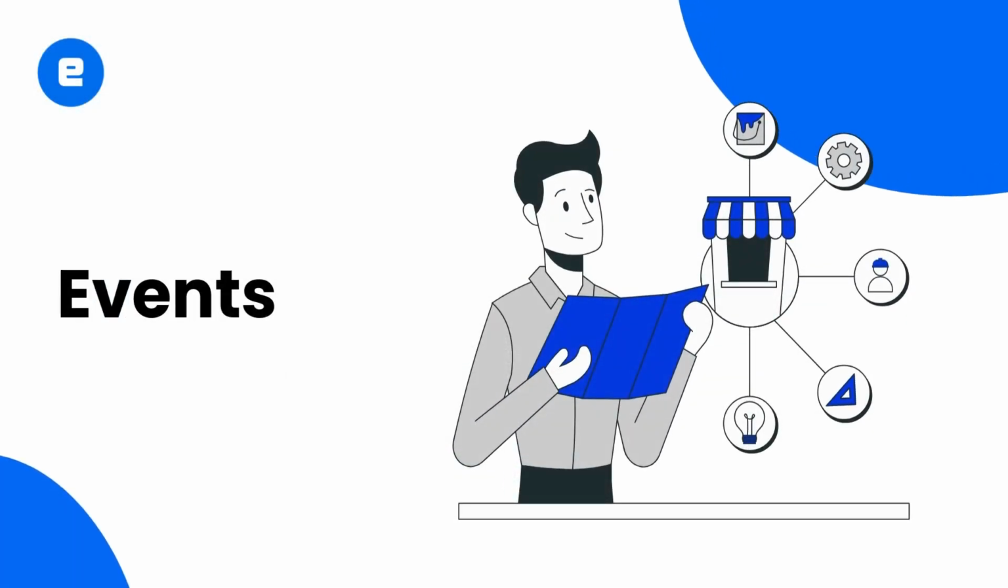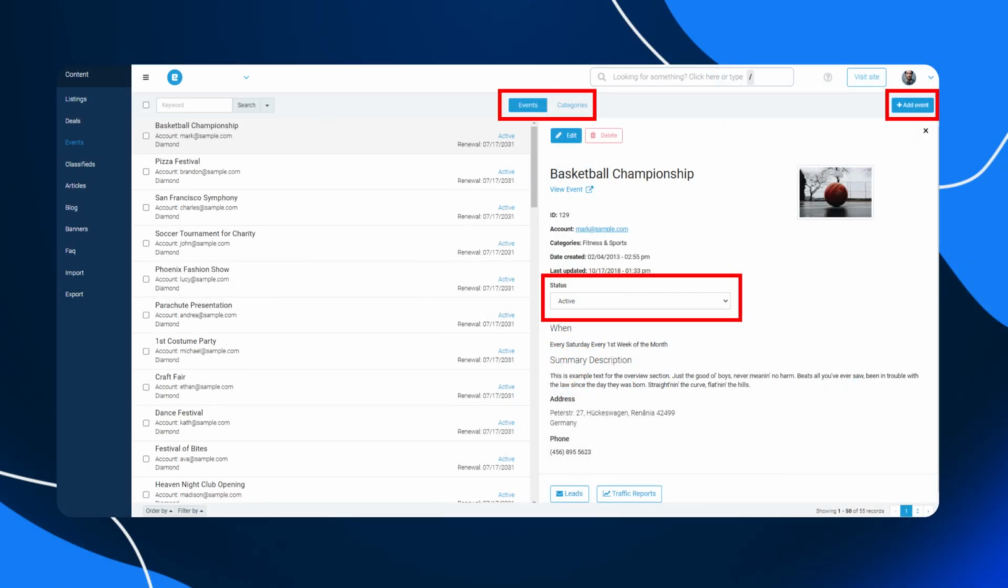Events. Here you can manage your website's events. Like the Listing module, this section allows you to view all events, update their statuses, create event-specific categories with the same structure you saw before, and manually add new events. However, unlike listings, events, classifieds, and articles all use a fixed template that cannot be customized.